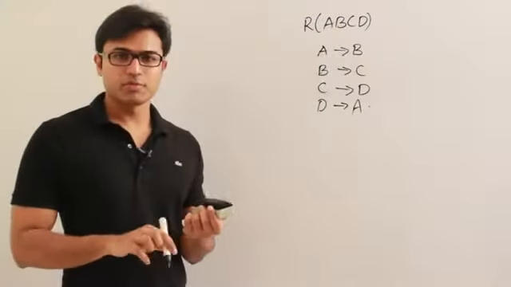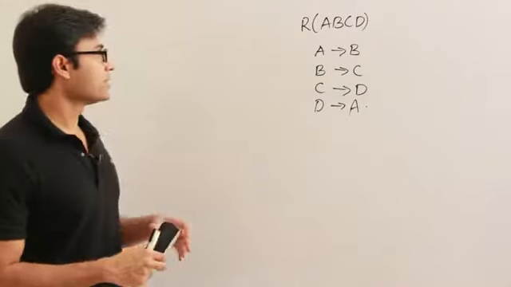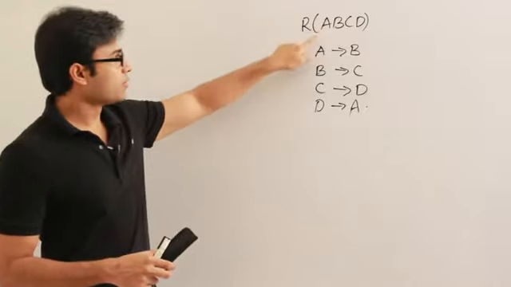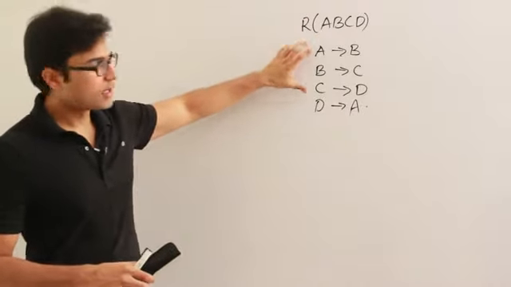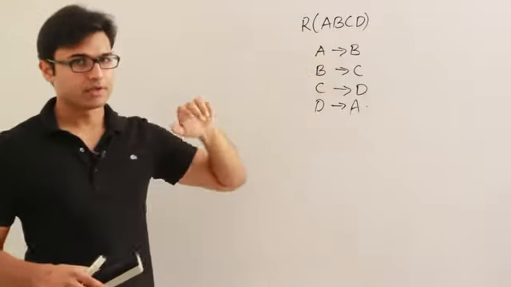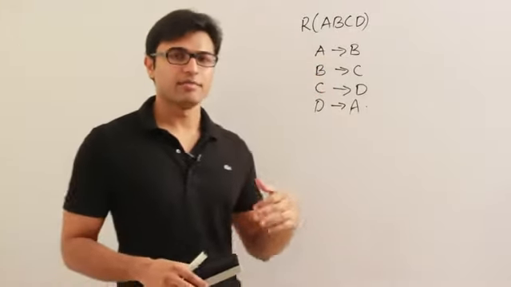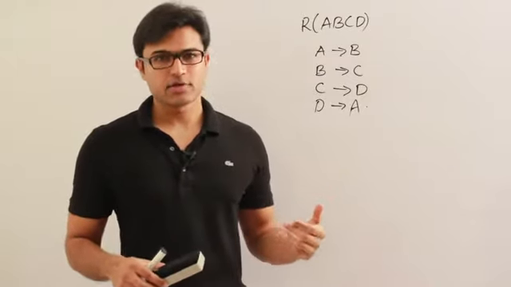Now using these closure properties, I want to find out the candidate key. Let us say this is the table. The table contains 4 attributes and these are the functional dependencies given: A determines B, B determines C, C determines D and D determines A. Now my aim is to find out what all the candidate keys on this table are.